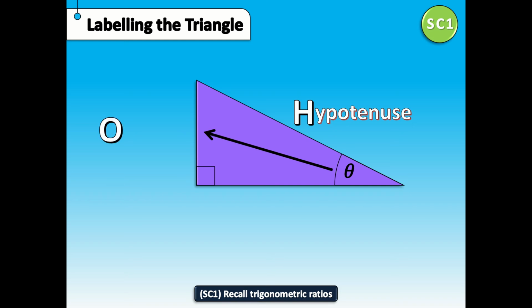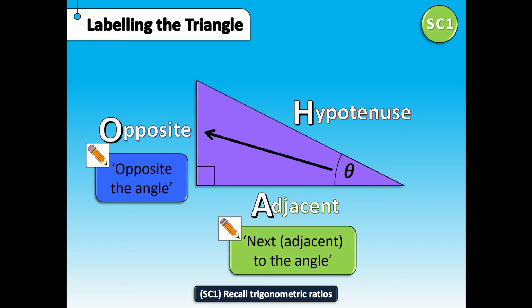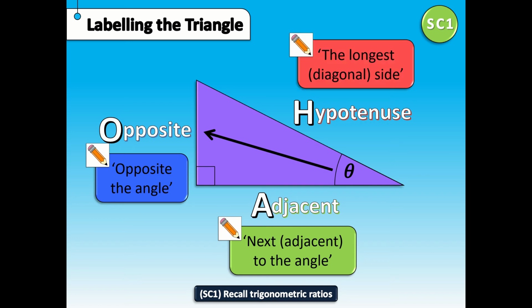The side that's opposite the angle, this side over here, is known as the opposite. The side in between the right angle and the angle is known as the adjacent. We normally label these sides O, A, and H. Remember, the opposite is opposite the angle that we're given. The adjacent is in between the angle and the right angle. And the hypotenuse is always the longest side, and it's always opposite the right angle.